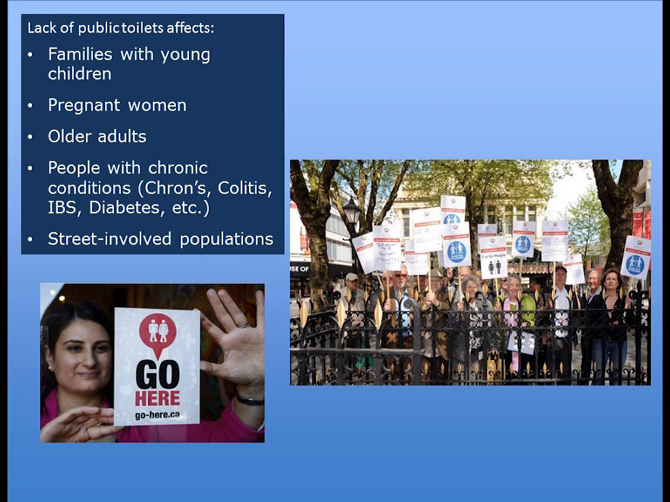The other people are people with chronic diseases like Crohn's and colitis, IBS, and diabetes. They also suffer inequitably when there are no public toilets. And so here was a campaign that was done by Crohn's and colitis last year. It's called Go Here, and it was about facilitating access to toilets in restaurants and in office buildings for the general public. So there was a promotional campaign, an app, posters, and decals.